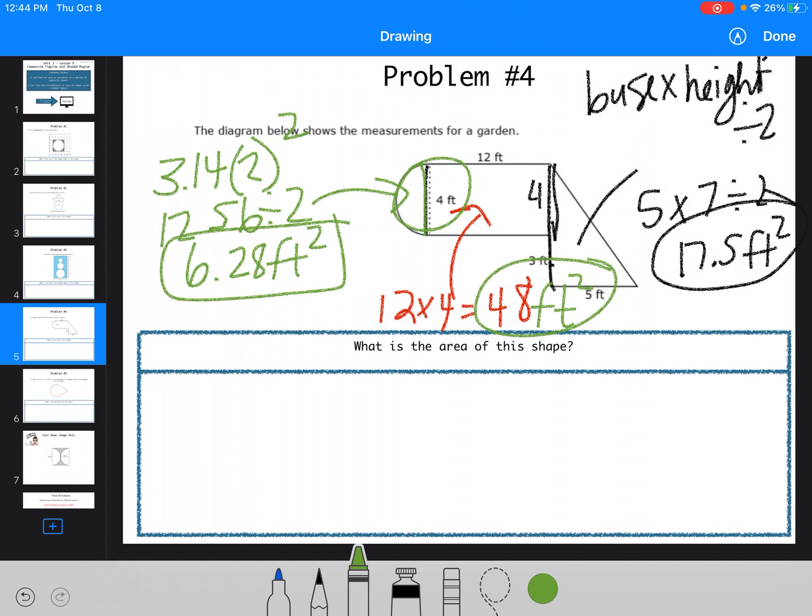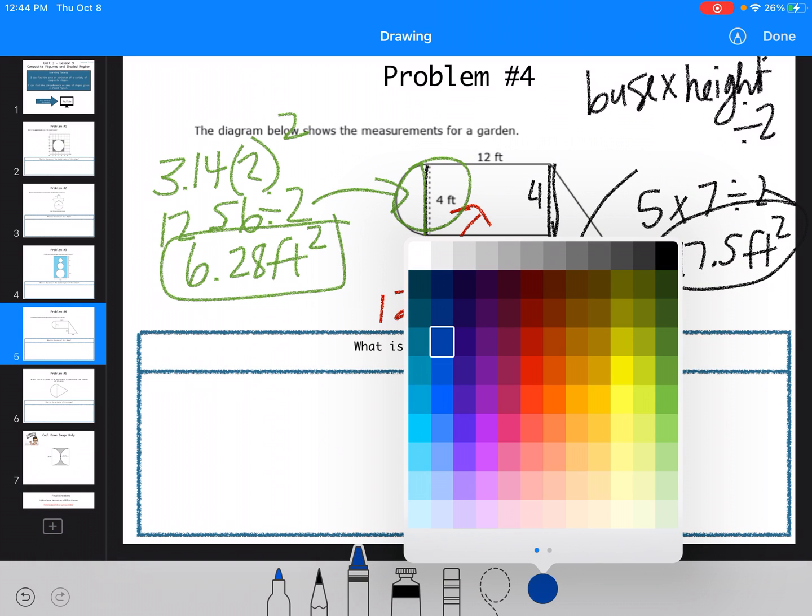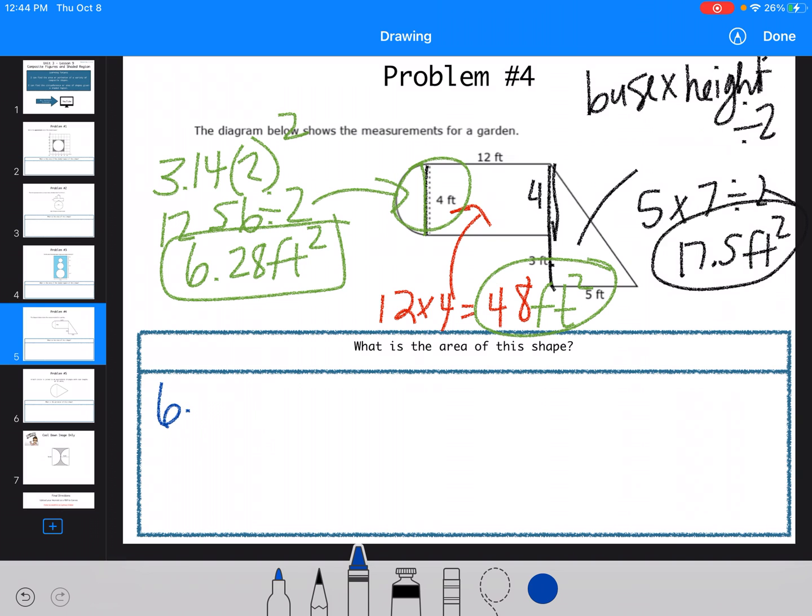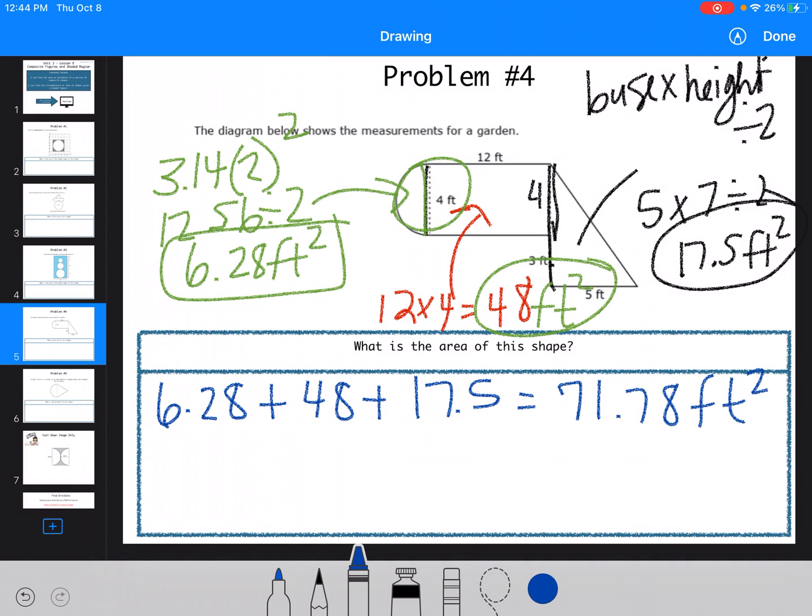So then I'm going to add up all my numbers. I'm just going to put them all together, and then I'm going to get the area of the total shape. So 6.28 plus 48 plus 17.5. And I get 71.78, and it will be feet squared. So that'll be the size of the garden.